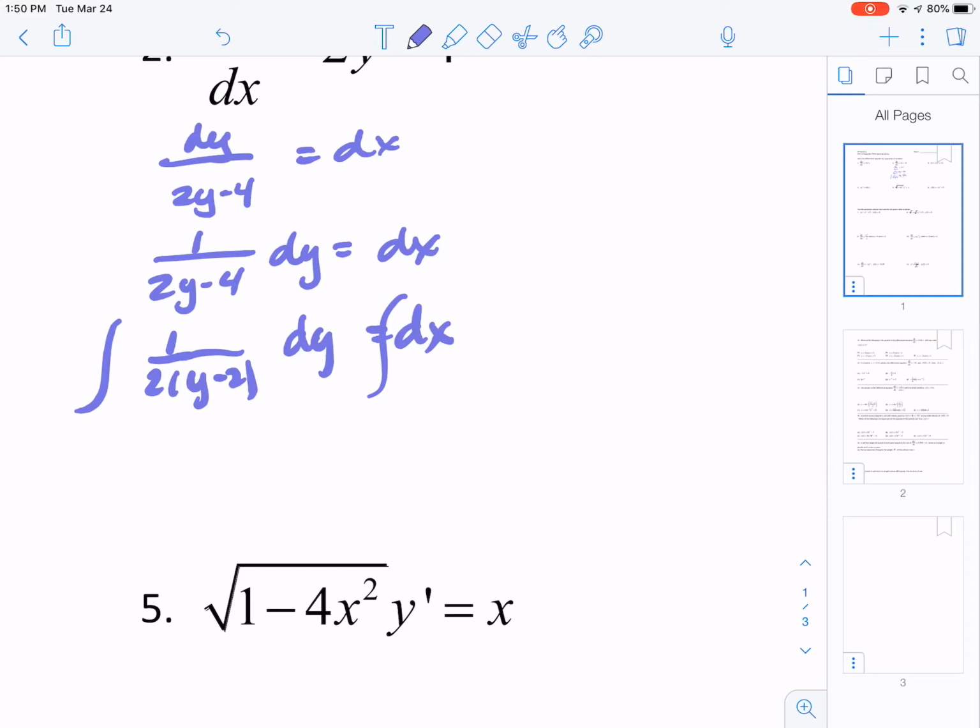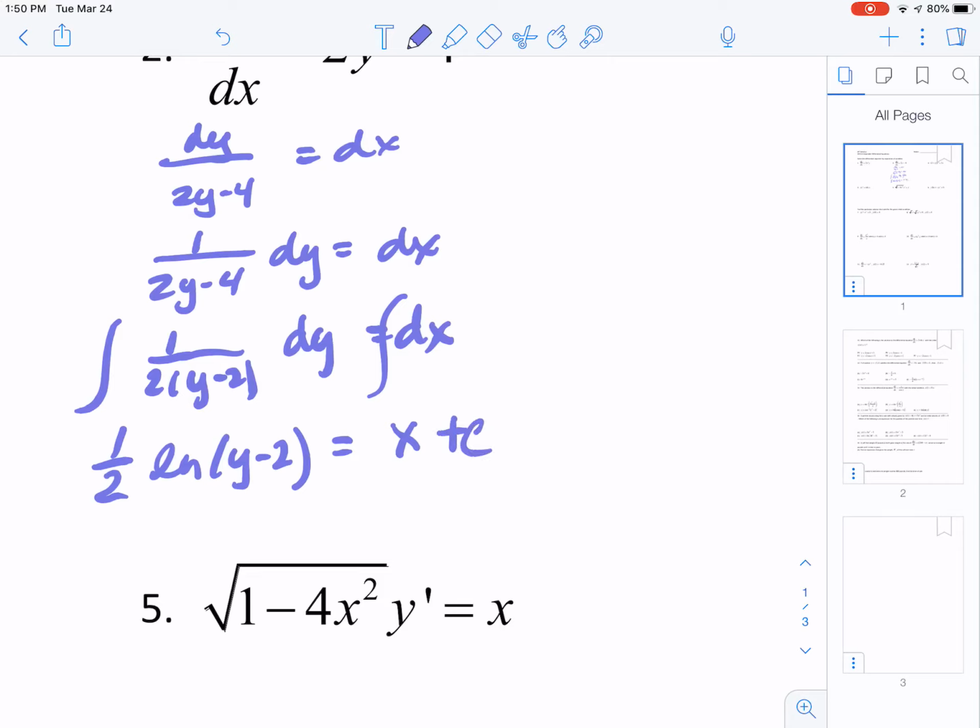And then when you have 1 over, it's a log. You would use chain rule too, but the coefficient of the y is just 1. So that's going to be 1/2 natural log of y minus 2 equals 1x. And remember, we only put the plus c on that side.